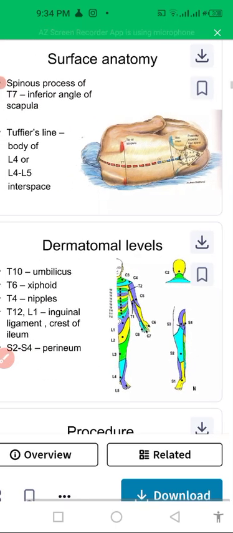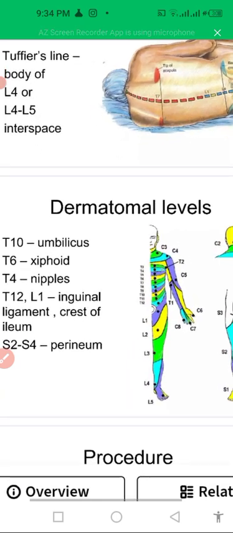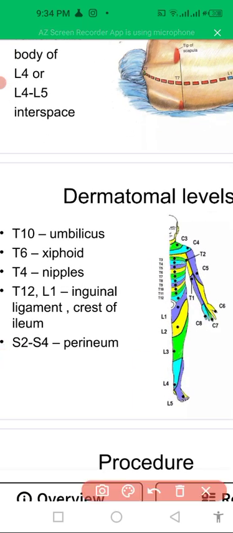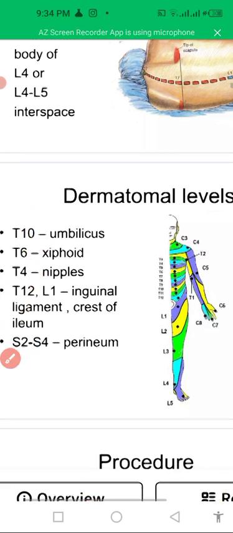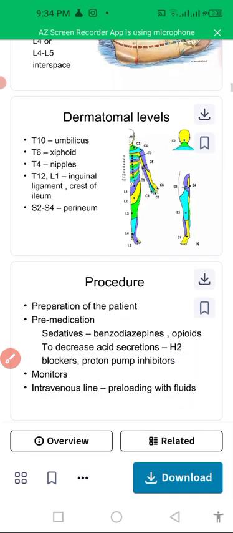Now the dermatomal levels are important to memorize. T10 is at the umbilicus, T6 at the xiphisternum, T4 at the nipples, and T12 and L1 at the inguinal ligament and iliac crest. S4-S5 is for a perineal block.